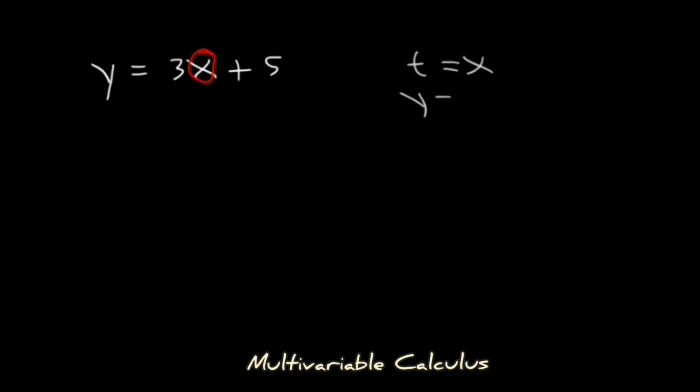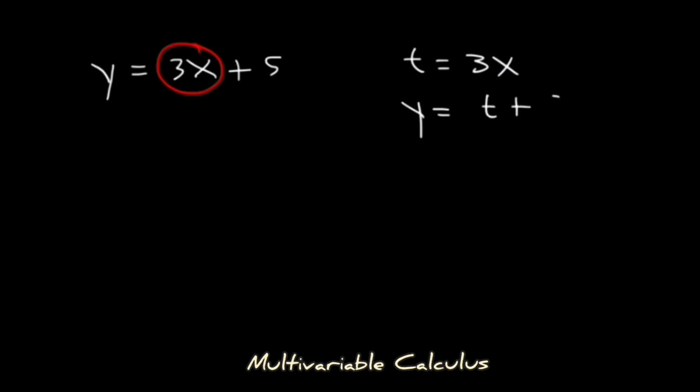So let's change it. Instead of doing that, I mean, you could do it and still get the answer right. Let's replace the entire 3x with t. So we're going to say t is equal to 3x. Therefore, y is going to be, replace 3x with t, t plus 5. That's a nice and simple way to turn this equation into a parametric equation.